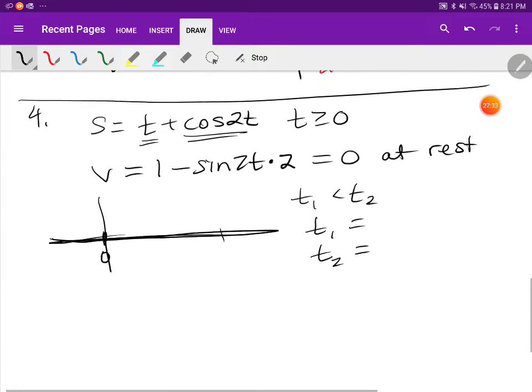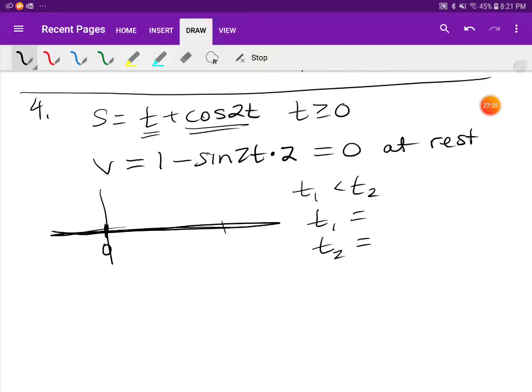Find the displacement of the particle when T equals T1. So part B will be S of T1. Once I find it, I'll know.